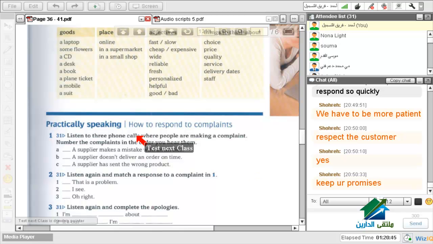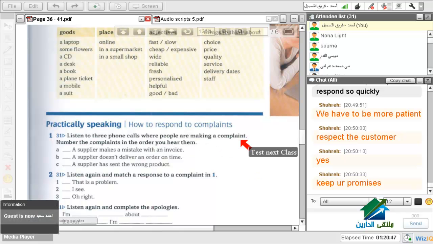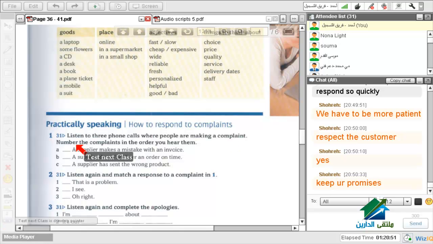Listen to 3 phone calls where people are making a complaint. Number the complaints in the order. We will play the audio. We have 3 different complaints.